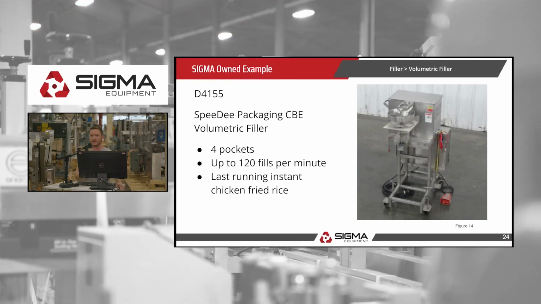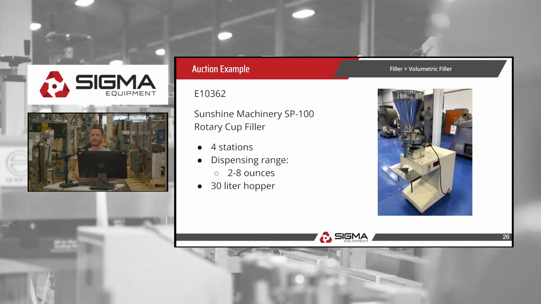Here are some examples. This Sigma one example is a Speedy volumetric filler. It's got 4 pockets. It's running about 120 fills per minute. And it was last running instant chicken fried rice. So again, you're seeing that more inexpensive product going through these. I want to throw this one out here to show that auction does have this stuff as well. Sunshine Machinery cup filler. It's 4 stations with the change parts included. It can do 2 to 8 ounces, and it has a 30-liter hopper.